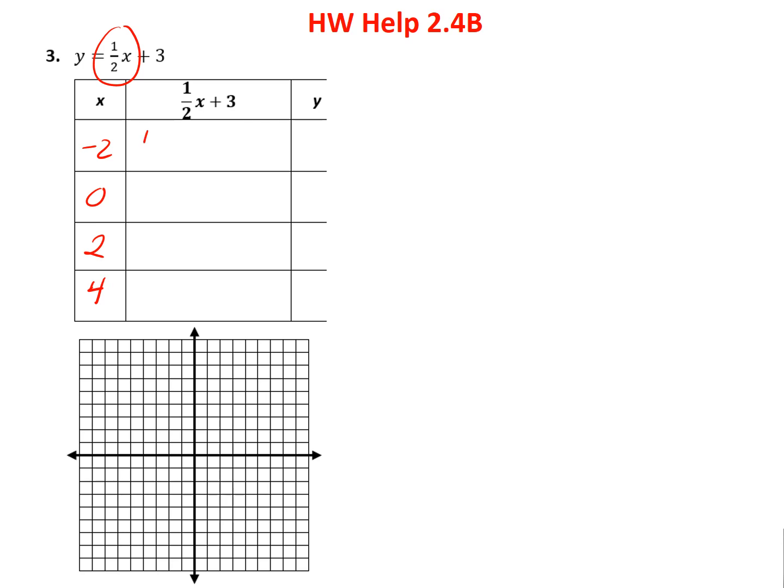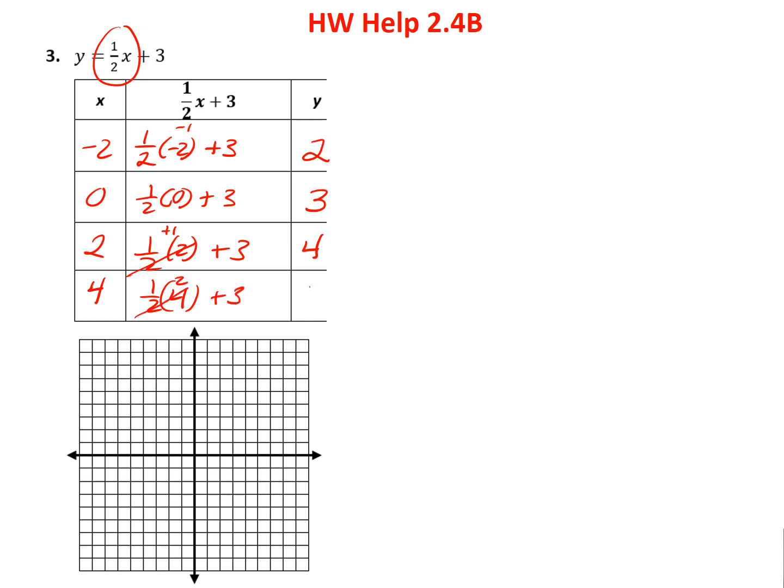So for example, here in the first one, I get 1/2 times -2 plus 3. Well, 1/2 of -2 is -1. -1 plus 3 gives me 2. Notice how I ended up with no fraction in my number. Now 1/2 times 0 plus 3, that's 0, so this is 3. And then 1/2 times 2 plus 3. This time the halves cancel out and I get 1, plus 3 is 4. And this time I have 1/2 times 4. 4 divided by 2 is 2, plus 3, and I get 5.